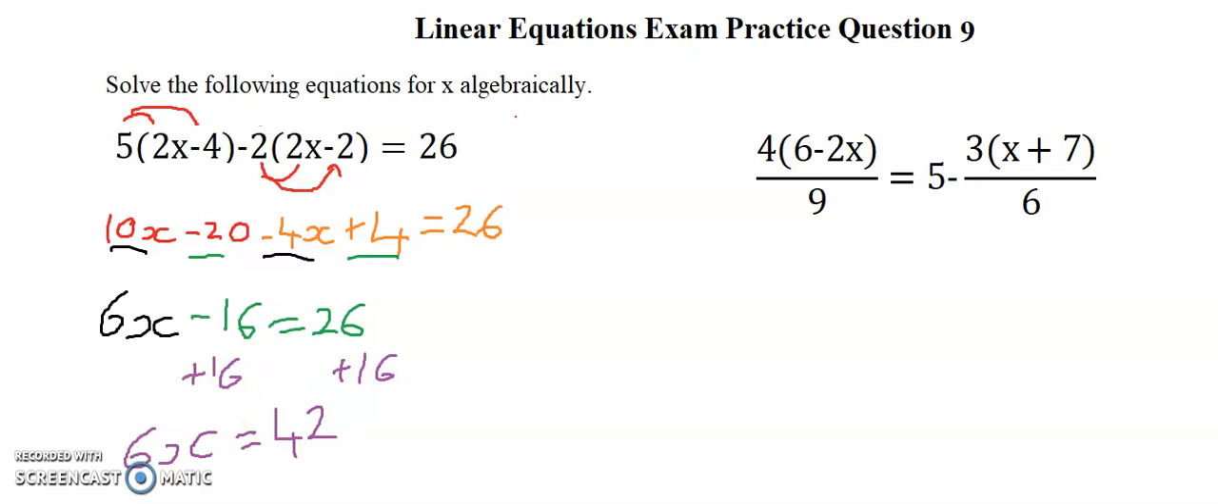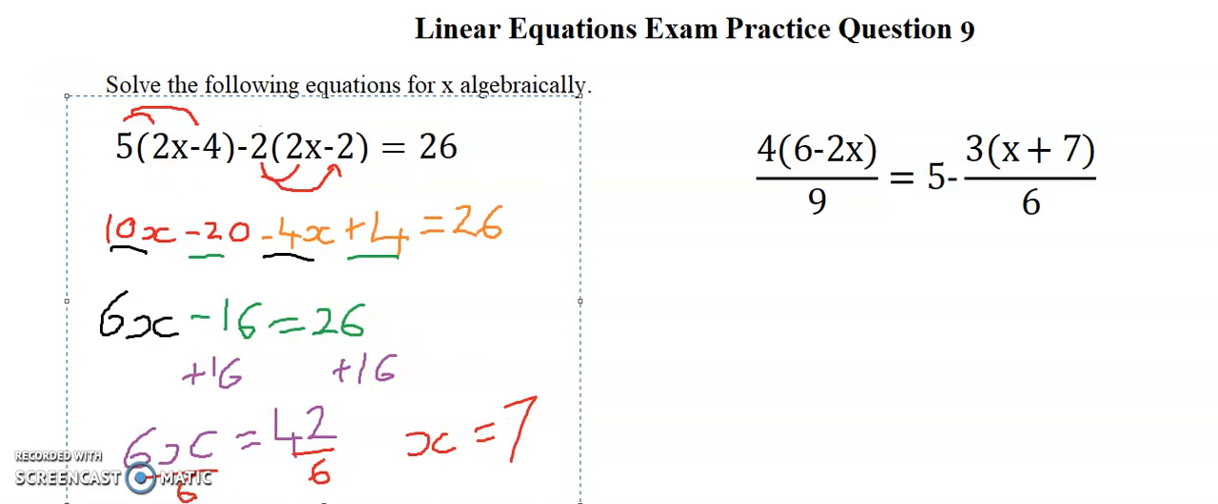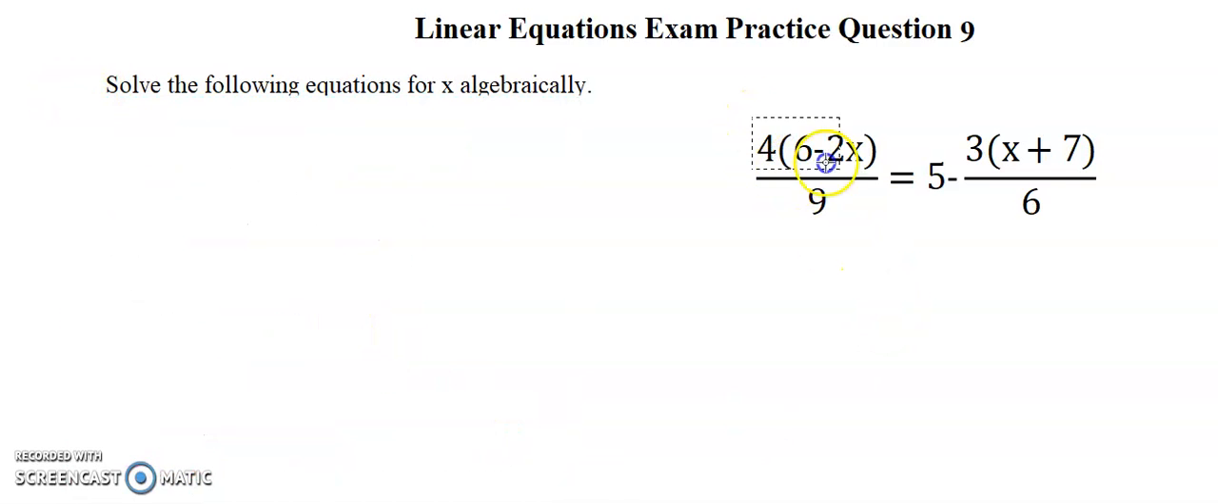Now, I still want x by itself, so I need to do the opposite operation. At the moment, it is being times by 6, so I divide by 6. Which leaves me x is equal to 42 divided by 6 is 7. Let's look at our next question.